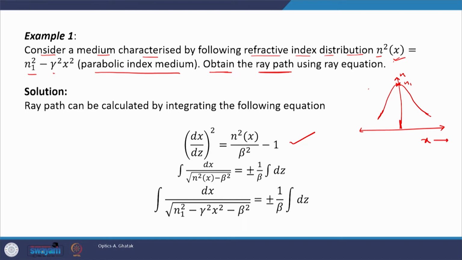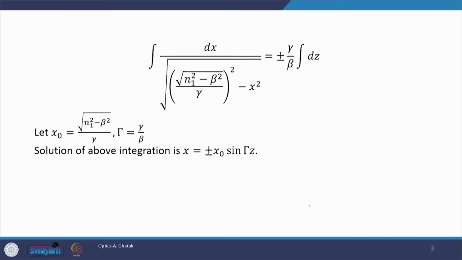We took the square root of the left and right hand sides and then integrated. The left hand side is the integration with respect to x, while the right hand side is the integration with respect to z. Here we substituted the expression for n square from the problem, and this is the final expression which has to be integrated. Now after a bit of mathematics we will end up with this expression.